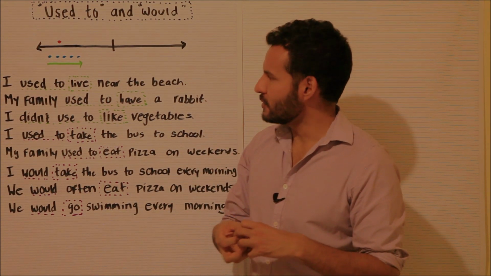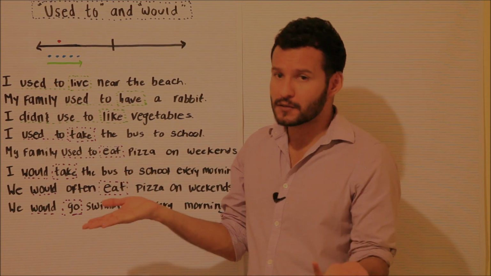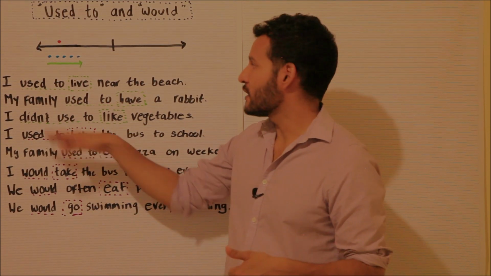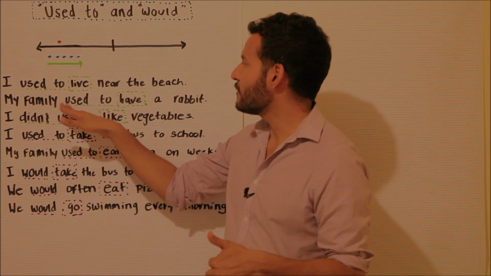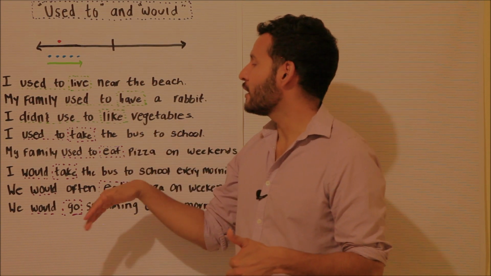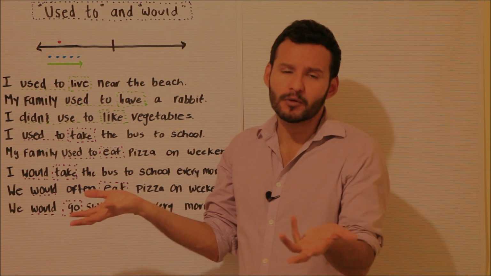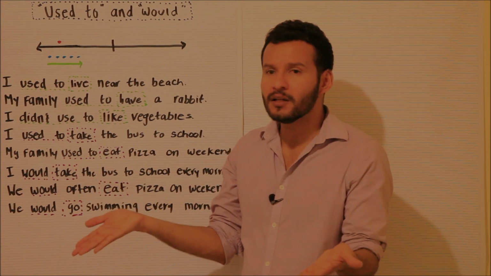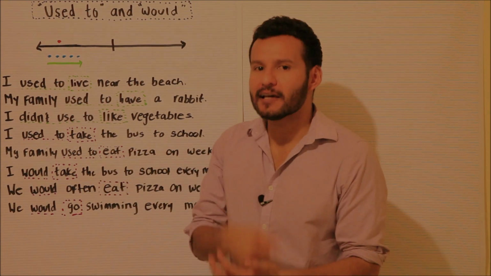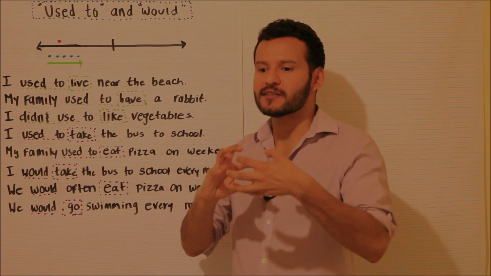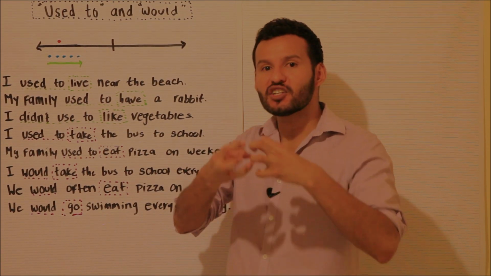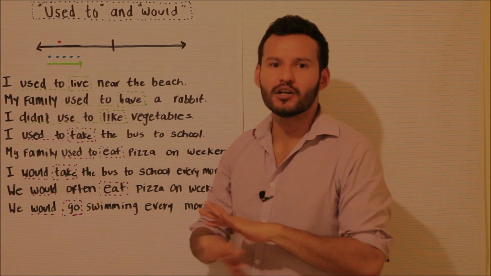And for this type of action, it is correct to use used to. So I could say that I used to live near the beach, my family used to have a rabbit, and I didn't used to like vegetables. Although the simple past would be acceptable as well. Used to is simply highlighting or emphasizing the fact that it is something that has changed, that these things are no longer true.